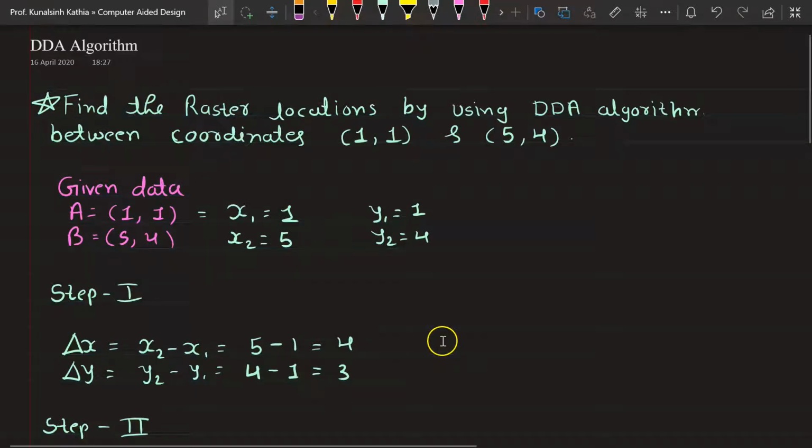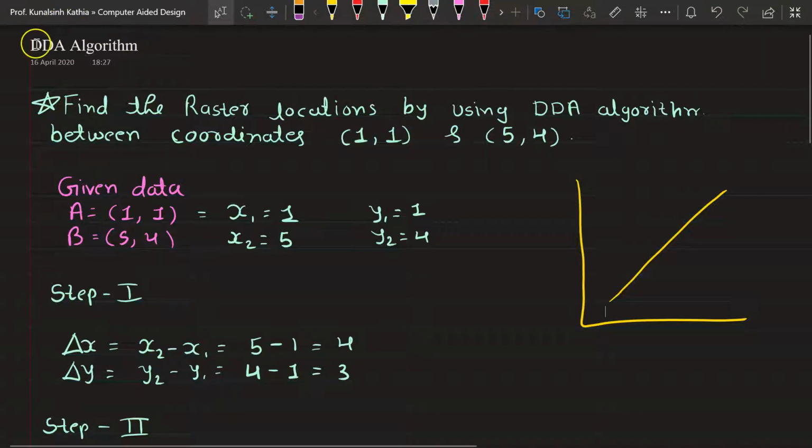Hello everyone. In this session, I will be explaining the DDA algorithm, also known as the Digital Differential Analyzer algorithm, and this is part of computer aided design. To generate any line over the screen, there are two basic algorithms used. First is Bresenham's algorithm. For that, you can see my other recorded video for the Bresenham's example, and in this video I'll be explaining how the DDA algorithm works.